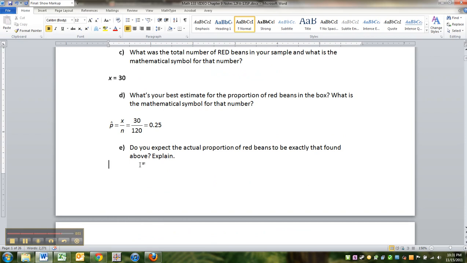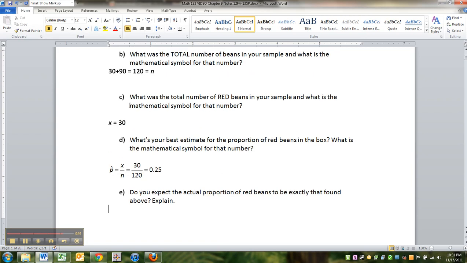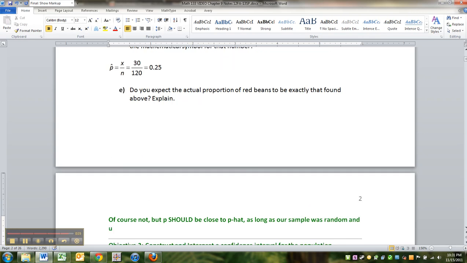All right, now do you expect the actual proportion of red beads to be exactly what we found? Well, of course not. But p should be close to p hat. That's the way we write it if we're going to write it. As long as our sample was random and unbiased and all that good stuff.